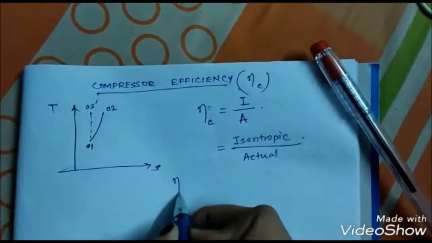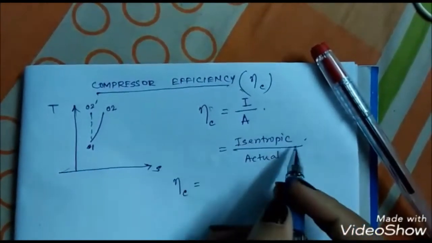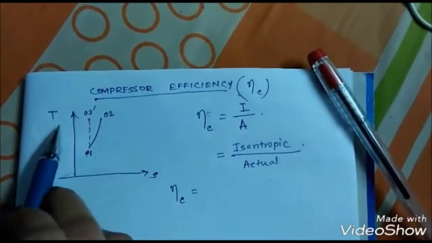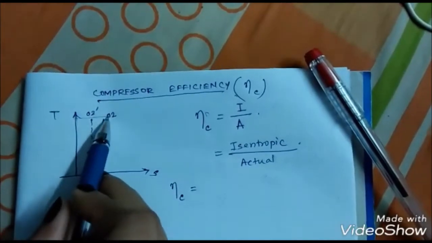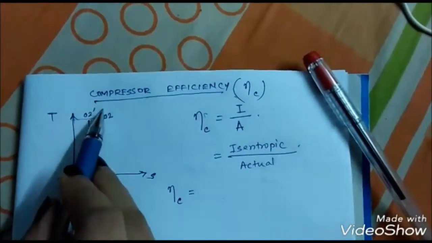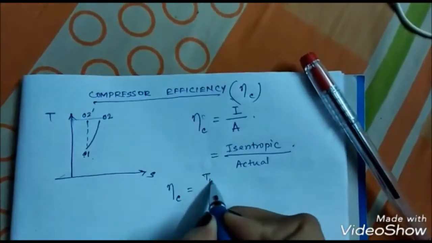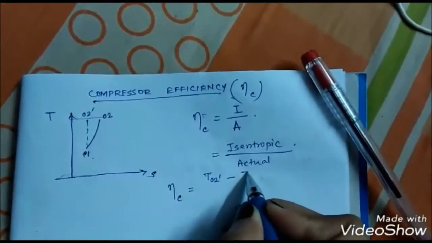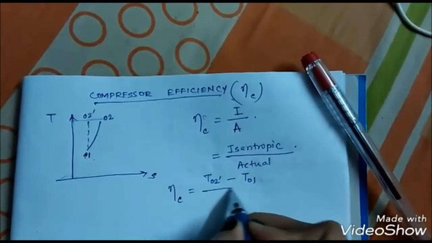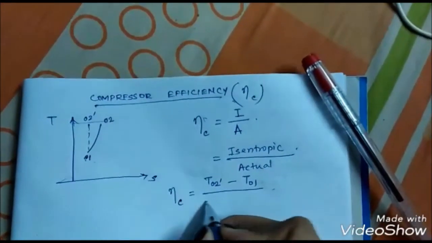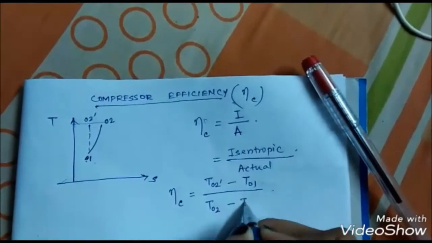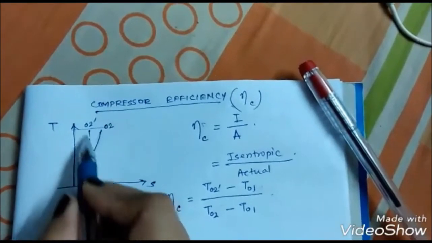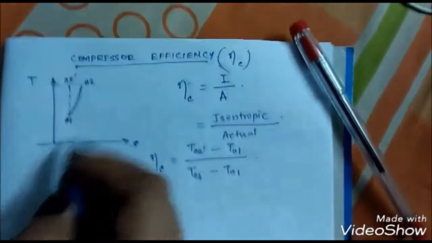Now let's write it down. What is isentropic? This is 01 to 02 dash. But who is in higher temperature? Obviously 02 dash. So write T02 dash minus T01. Next, T02 minus T01. Because this is our actual line, this is our ideal line or isentropic line.